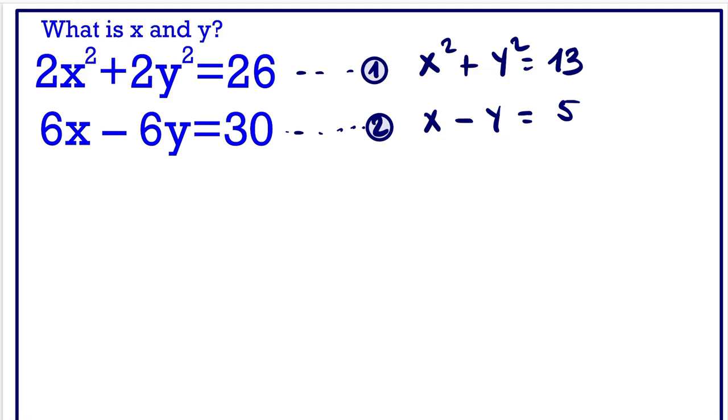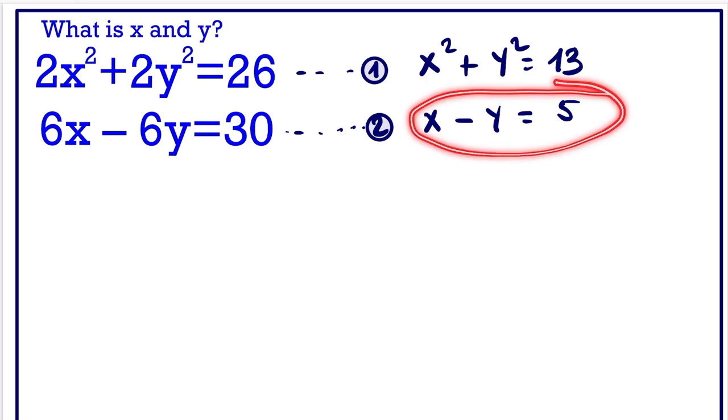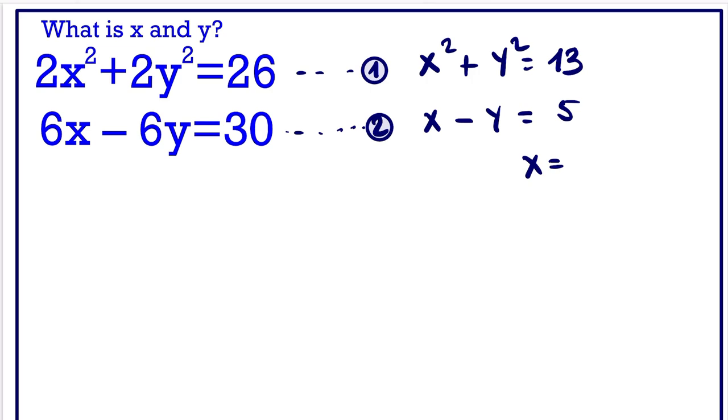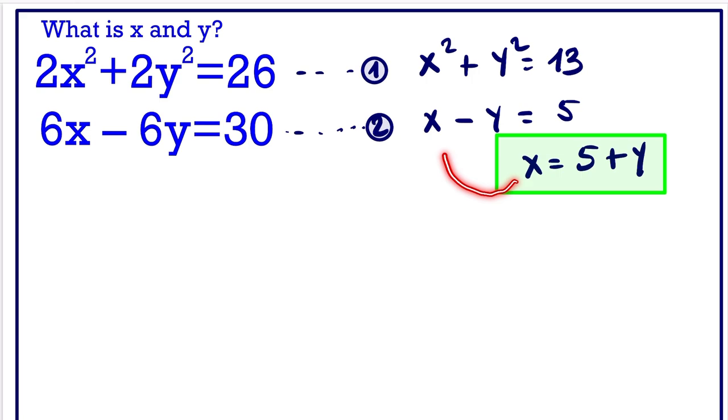So let's use substitution. It's easier to make x the subject here. So x will be equal to 5 plus y. And remember, this is still from equation 2. So instead of x, we are going to write 5 plus y, so that we can have y on both sides.